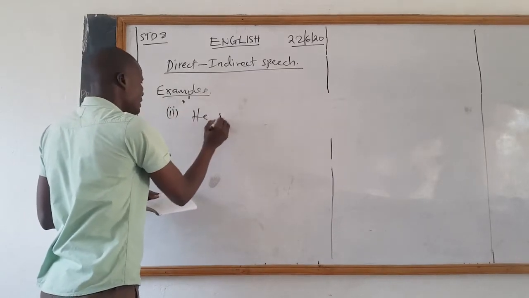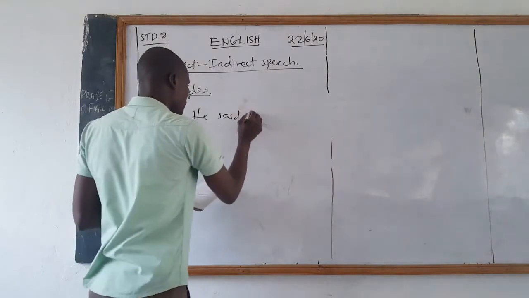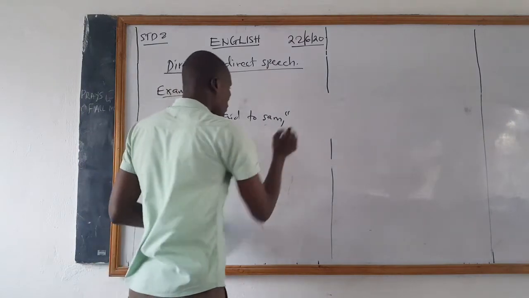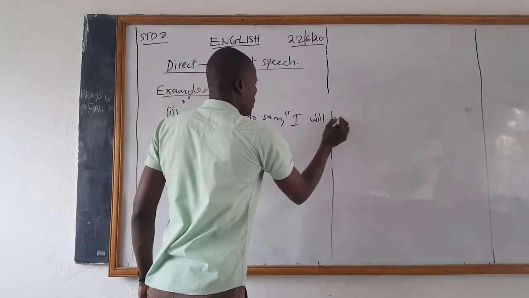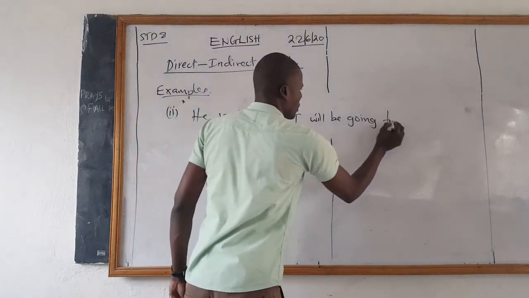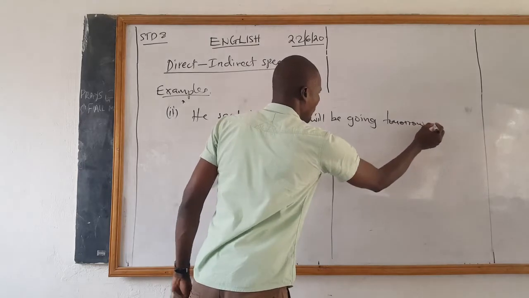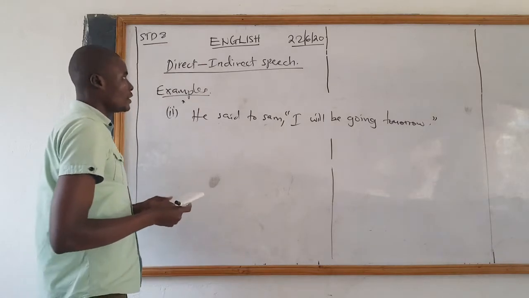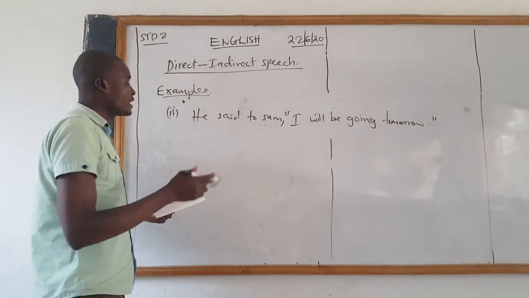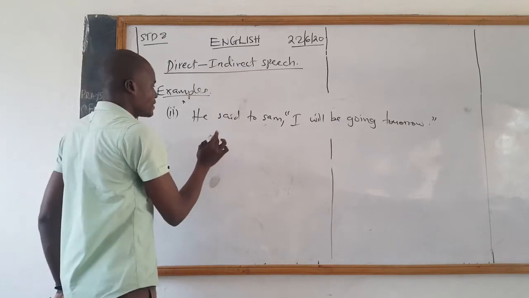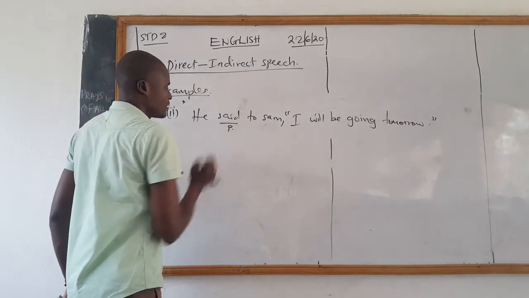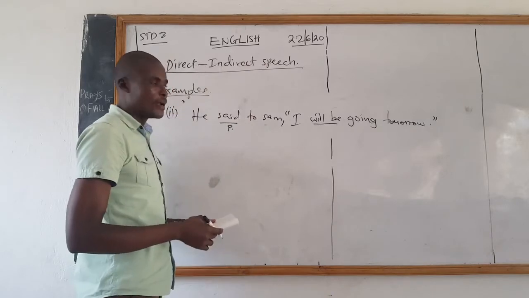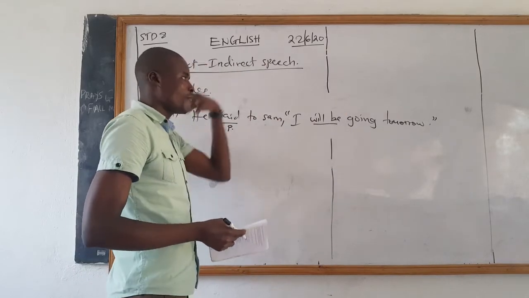I'm going to write this sentence. He said to Sam, I will be going tomorrow. That is what he said to Sam. So we'll take this, learner, to indirect speech by beginning with looking at the tense first. We are seeing said here, meaning this is past tense. To Sam, that I will be going, is in future. It is something that has not taken place, so it is in the future tense.